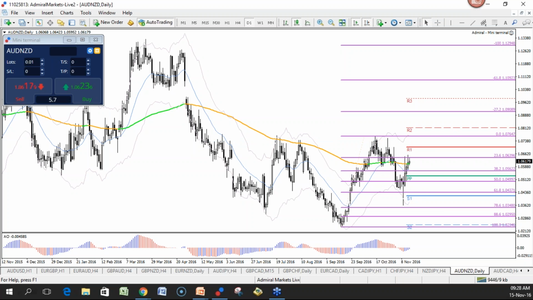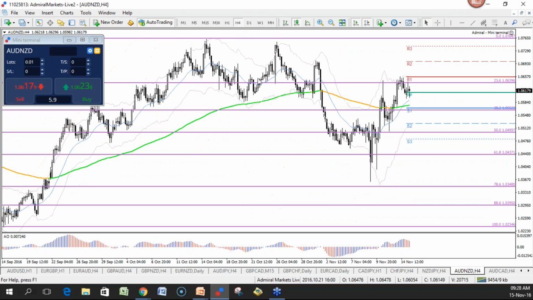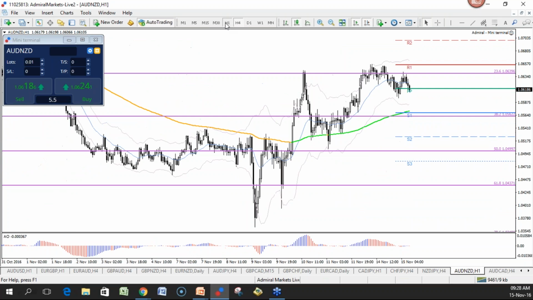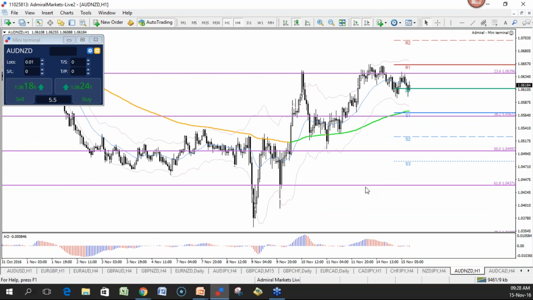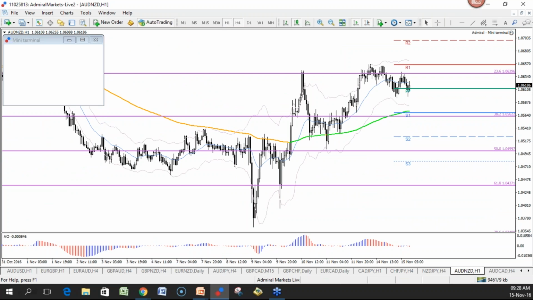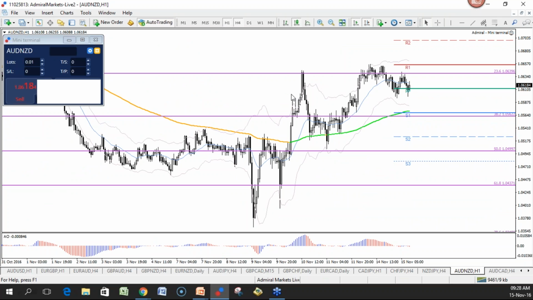So Aussie is winning against New Zealand at the moment. At this point, making a bit of correction. The upside has been a bit not as impulsive probably as I wanted to see it.